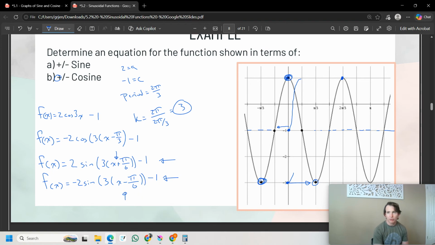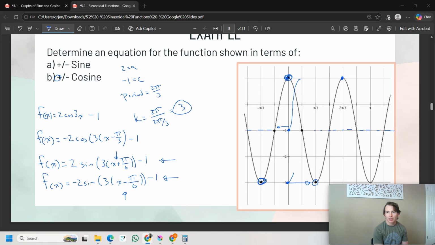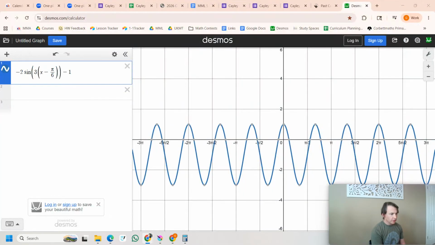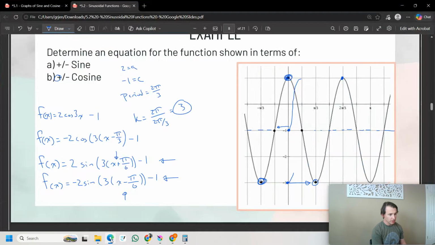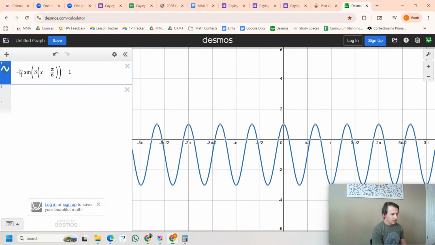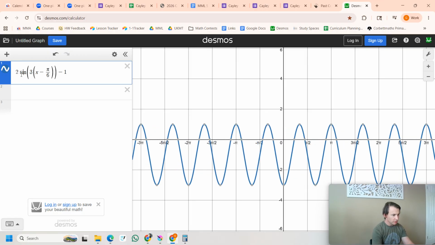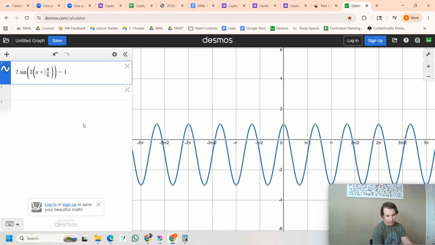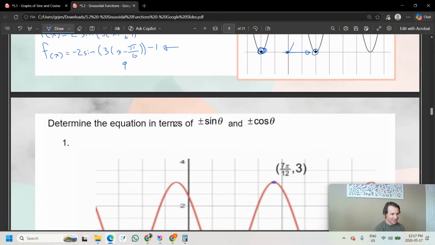These are, of course, great times to check your work in Desmos. So here is -2 sine(3x minus pi by 6), and we see that matches the situation that we wanted to create, so we're very happy about that. And if we were to have this one be positive and then over here this one be positive, then it's the same again. Okay, so both of those are equally inefficient, and we would be choosing cosine. All right, let's keep going.